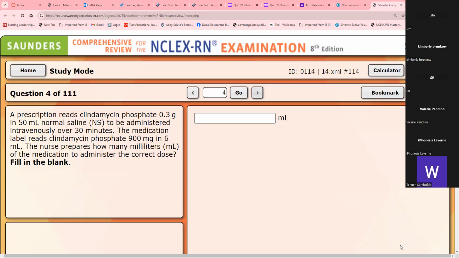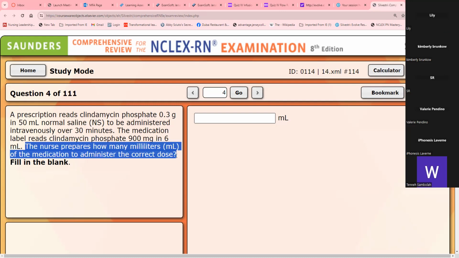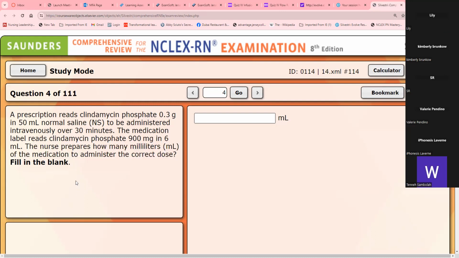All right, so always start at the bottom here. The nurse prepares how many mLs of the medication to administer the correct dose. So it's going to be desired over have. Then I'm going to go up here and look at my problem. What do I have on hand? Whatever that label reads, right? Or whatever that bottle or supply statement reads. So here I have 900 milligrams in 6 mLs.